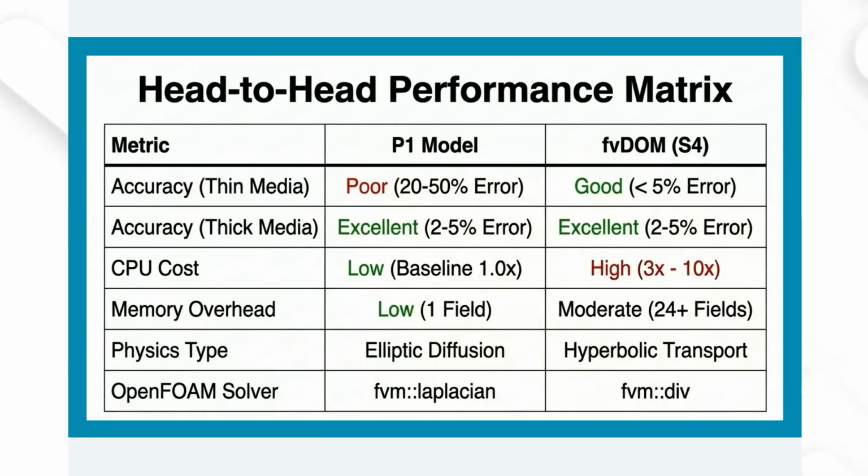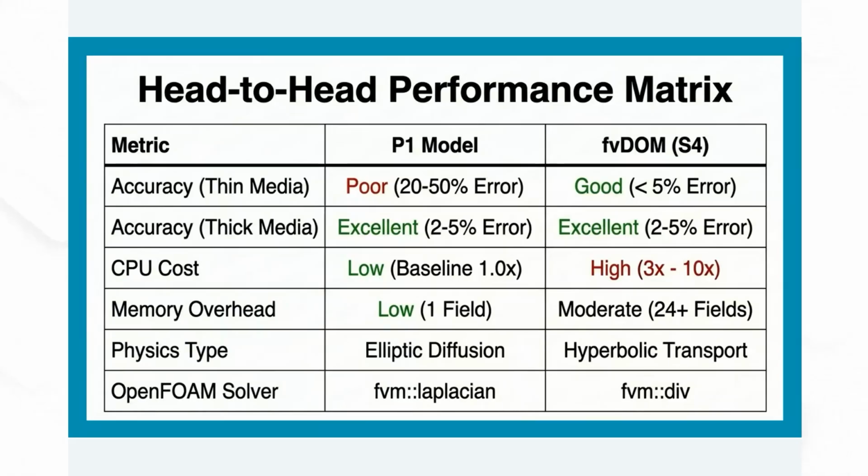Now, taking a look at the second row, the thick media. Well, both models are pretty good here. P1 and FVDOM are good with accuracy, 2 to 5% error. For the most part, you can still get away with using the P1 model. But CPU cost and memory overhead is where your decision will essentially come from.